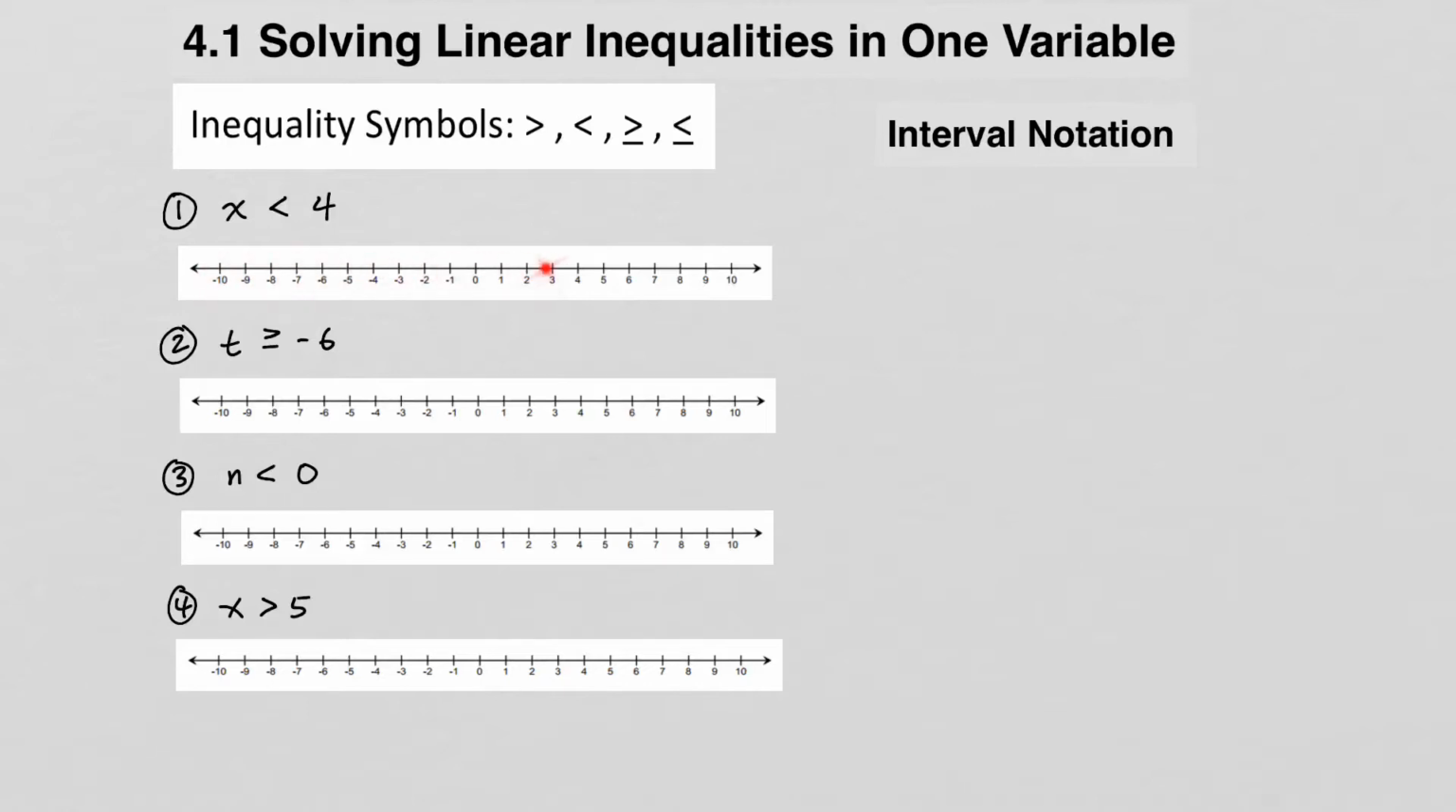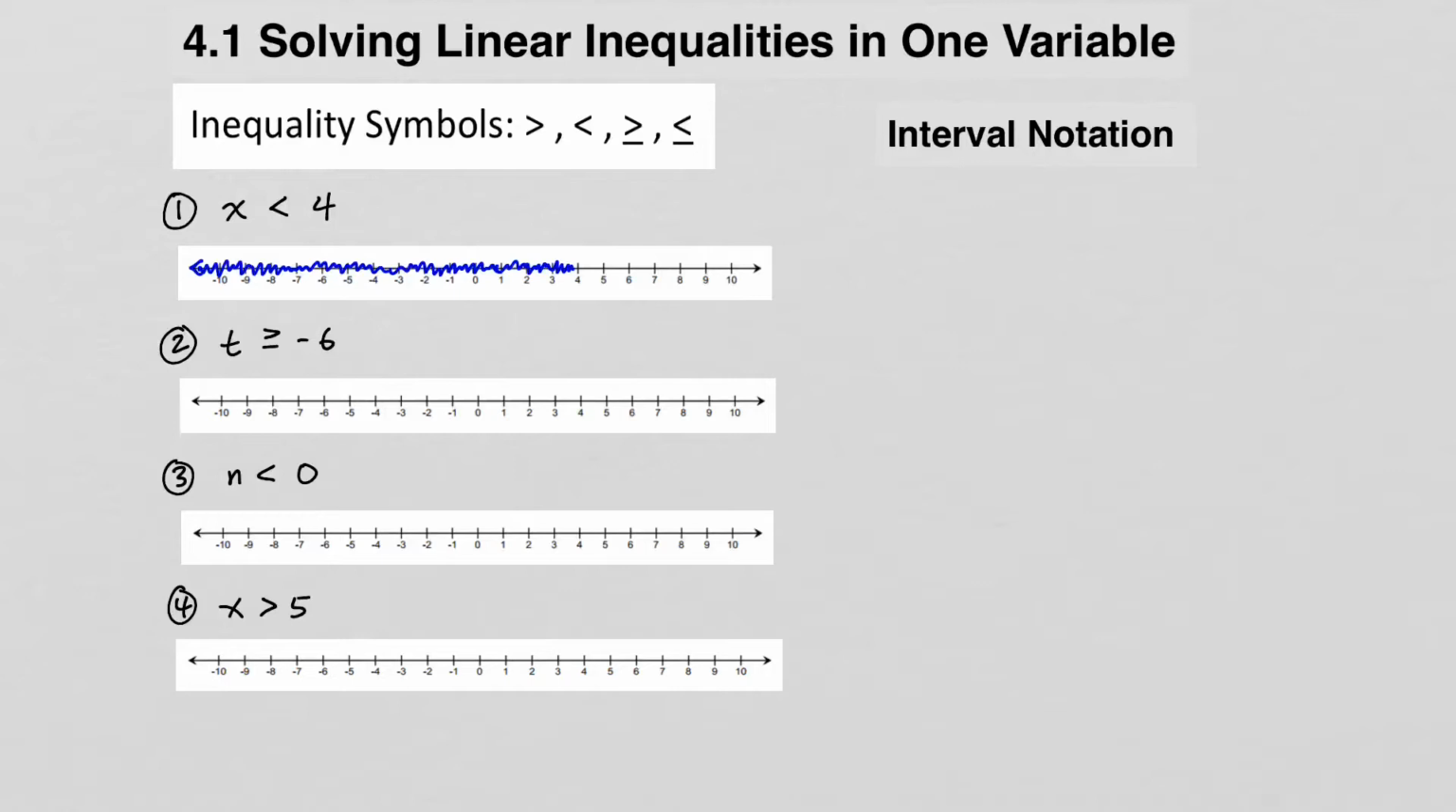And so on this number line here, you can see here is the number 4, and all the numbers less than 4 would be all the numbers to the left of 4. So what we can do is shade that number line in to describe this particular set of numbers. I'm going to shade the number line all the way up to the number 4. And then at 4, we need to put a symbol to indicate that 4 is not part of the solution. For the number 4 to be part of the solution, we would have to have equality here, and we don't.